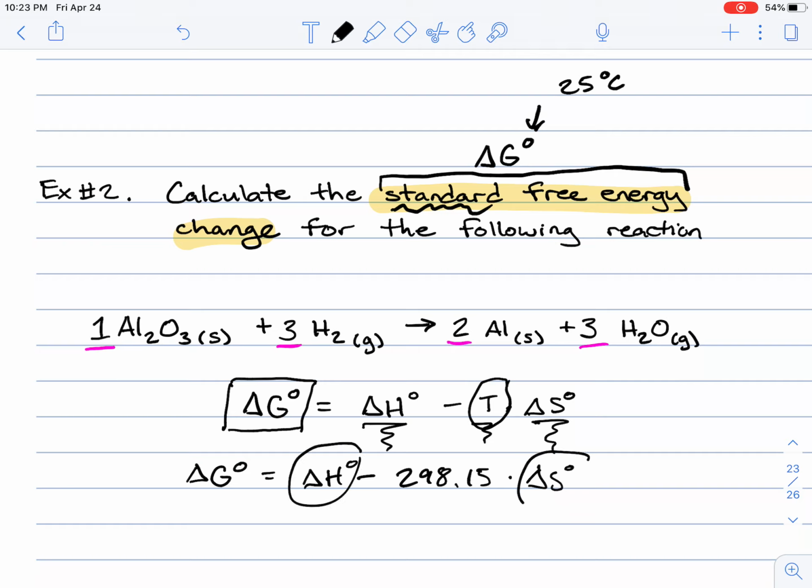How would I calculate these two? Well, if you guys are trying to calculate those two, then you would probably have to look up the heat of formation values as well as the entropy of formation for those specific substances.